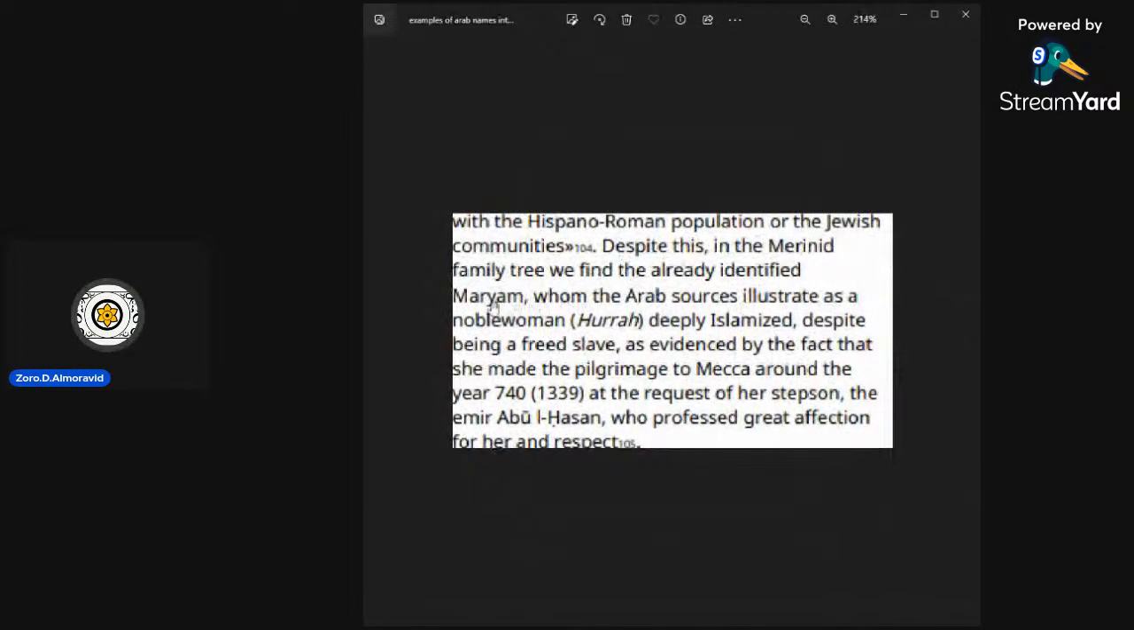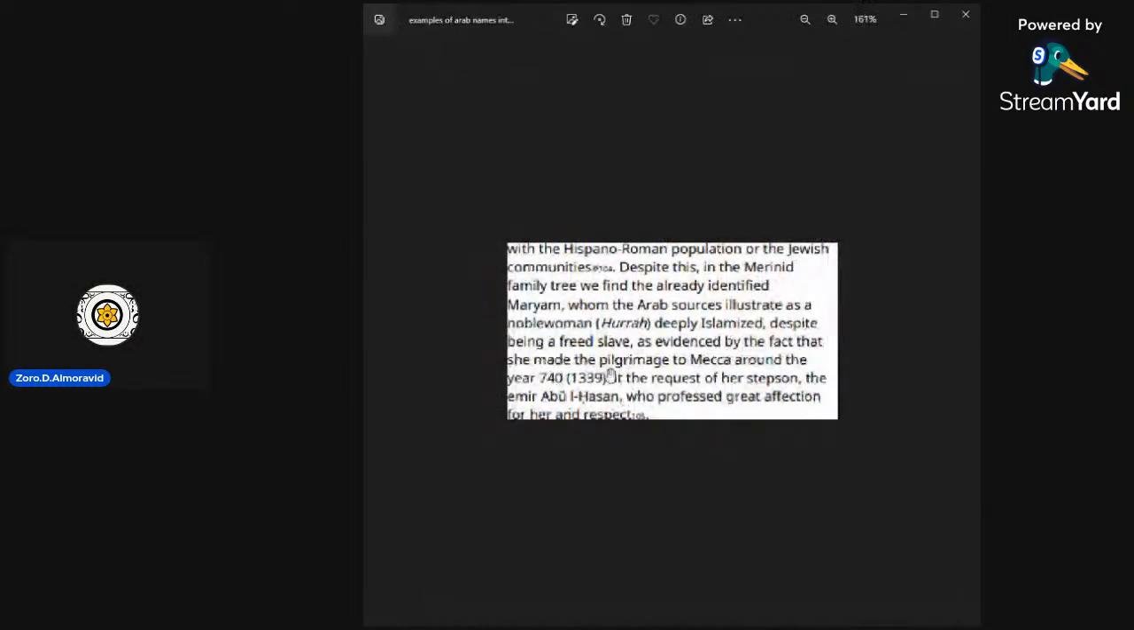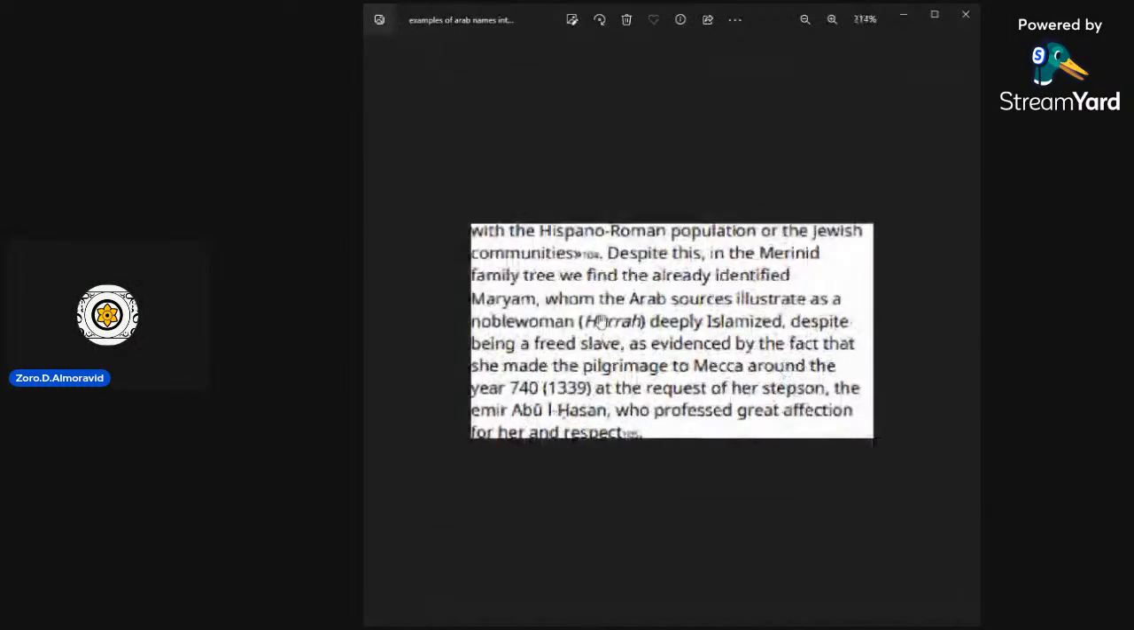Despite the fact that they altered some of the names, for example, to avoid getting associated with the Jews or the Hispano-Roman population, in the Marinid family tree we find the already identified Miriam, whom the Arab sources illustrate as a noble woman, deeply Islamized, being a freed slave who professed great affection for her and respect, and went on the pilgrimage of Mecca. So, another name here.